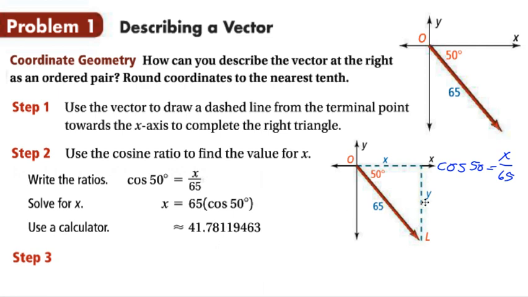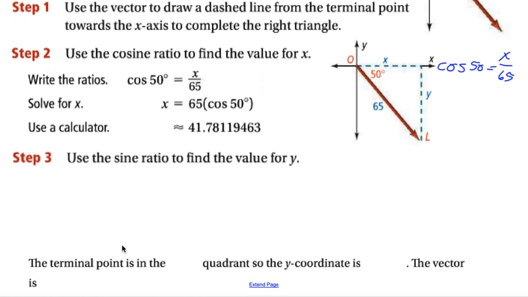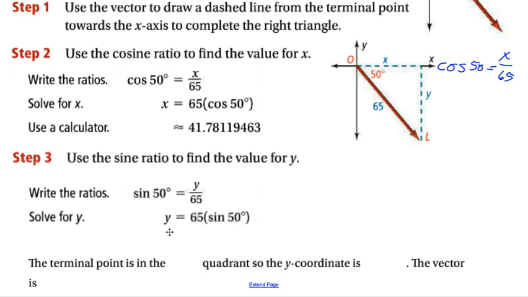So what trig function would you use to get the y coordinate then? This would be the opposite side and the hypotenuse, and that is the sine function. In the same way that we did the cosine function, we're going to use the sine function. Sine of the angle is the opposite over the hypotenuse, and then multiplying both sides by 65, we get y equals 65 sine of 50. It's about 49.8 to the nearest tenth.